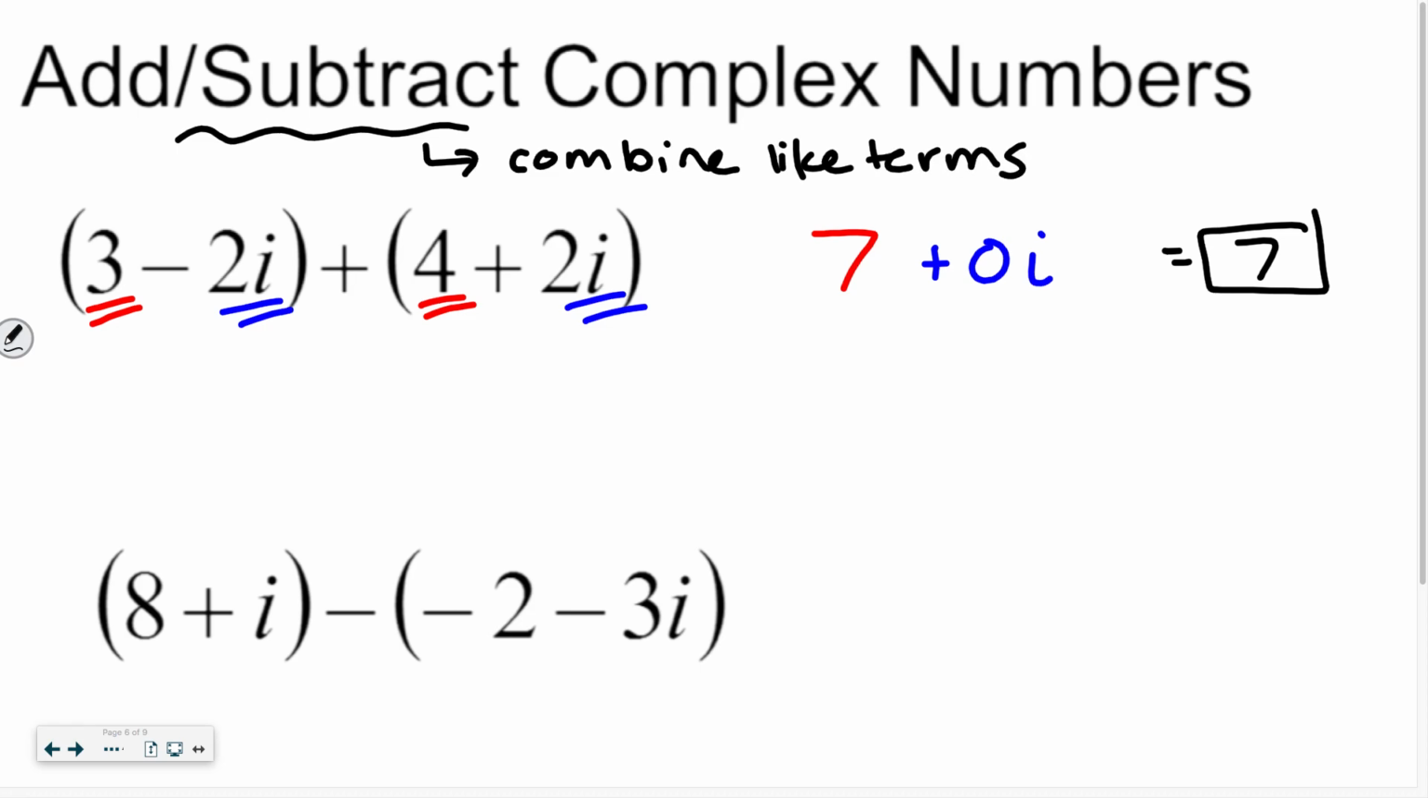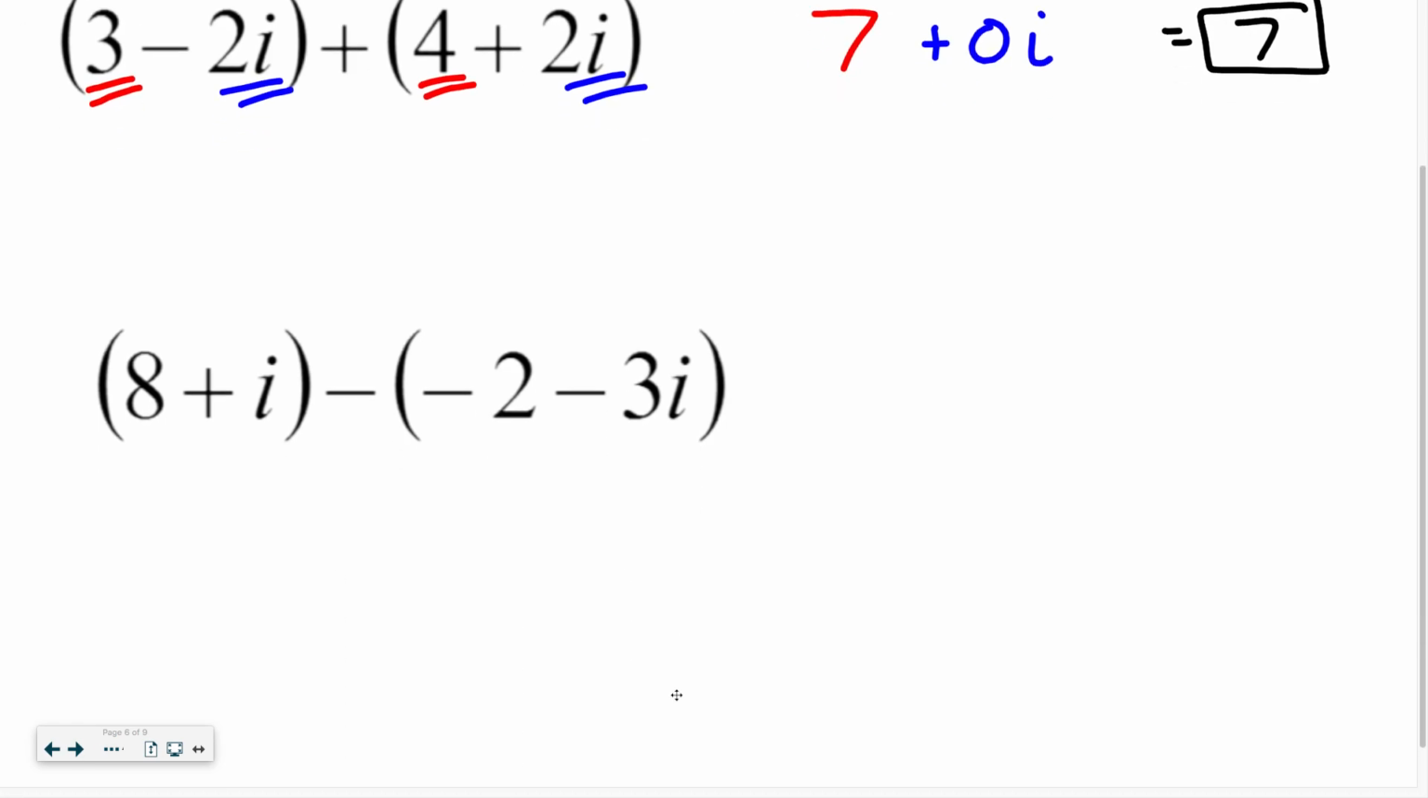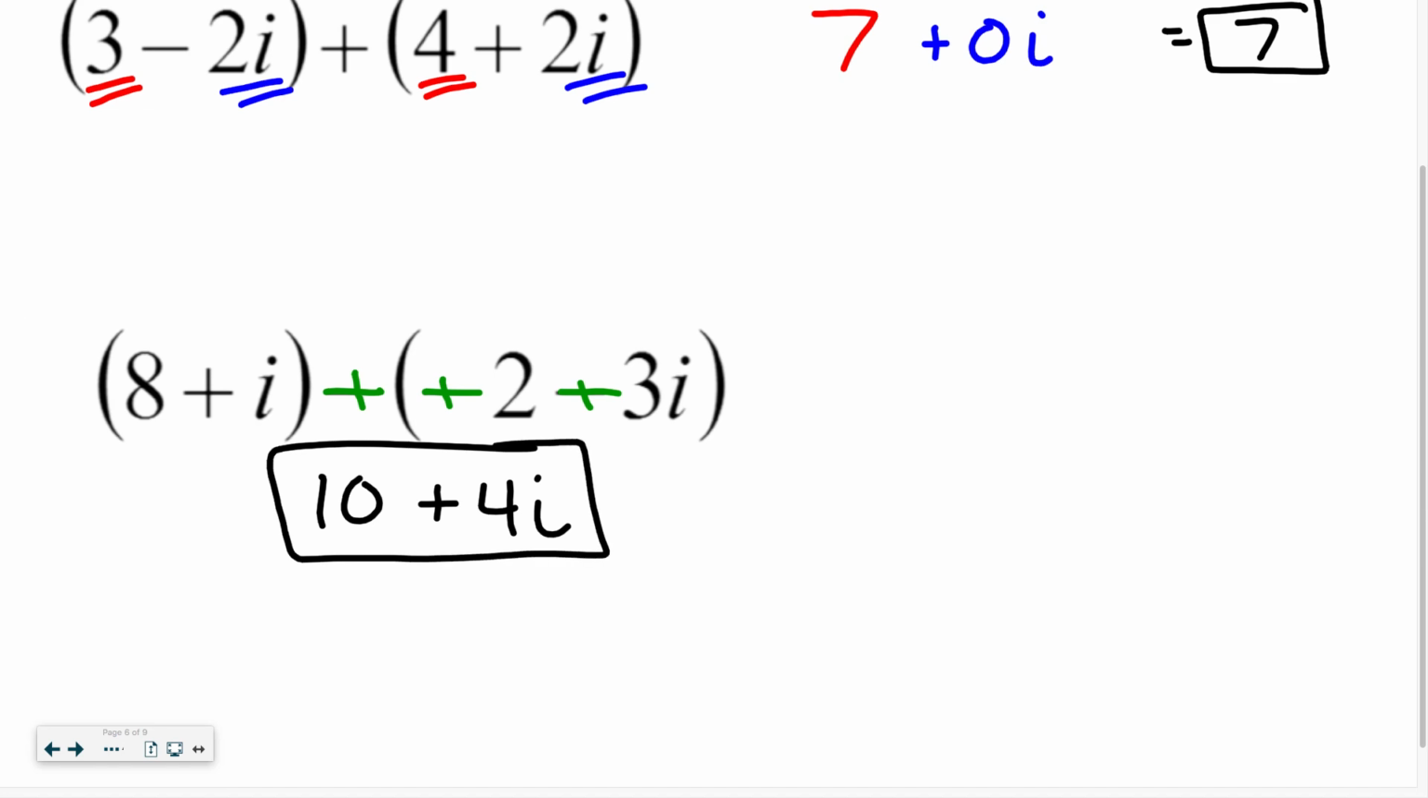Okay. If you have a subtraction problem, and I'm going to go through this one real quick so I can do multiplication, I would just be really careful. I always change my subtraction to adding the opposite. So I'm going to change this to a plus, which means I have to change all the signs of the complex number behind it. So then I can combine my like terms. 8 plus 2 is 10, and i plus 3i is 4i. Okay, so sometimes they add to be a real number, and sometimes they add to be an imaginary number. Okay, last example. Yes? Were those negatives before? They were negatives. I added the opposite. Yep. It was minus negative 2 minus 3i.